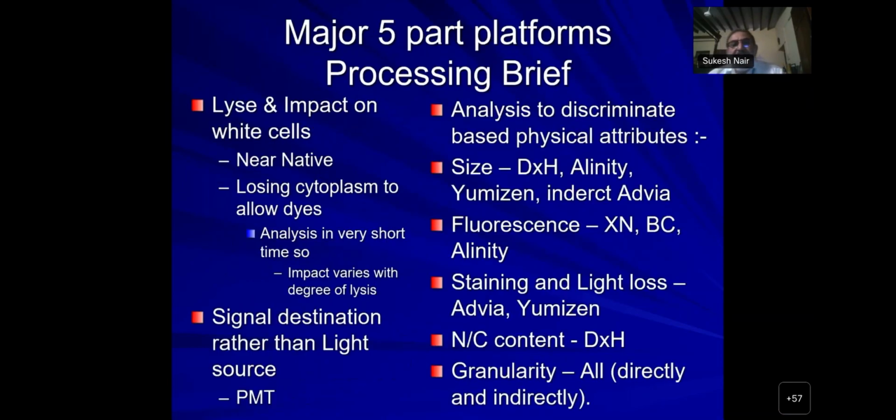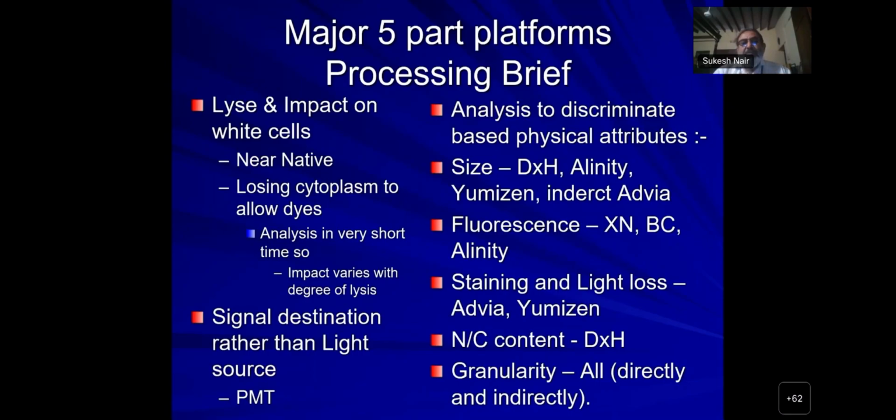Now, if you look at the major 5-part platforms, I'll just show you the processing brief. You must realize that when they do a 5-part, they have to make sure that the red cells do not interfere with the white cell count as well as their differentiation. So everything depends on the concept of lyse. How do you lyse the red cells to get the white cells, at the same time sparing the white cells from the lyse?